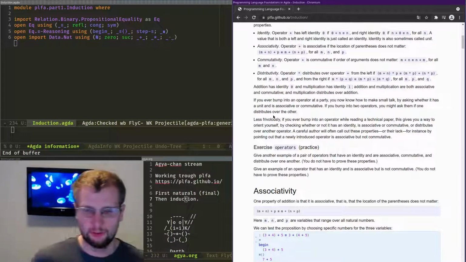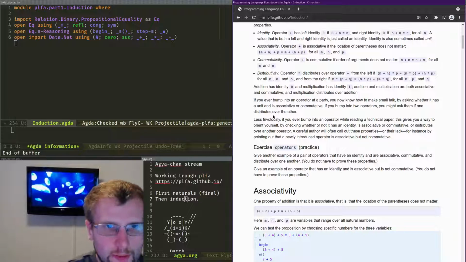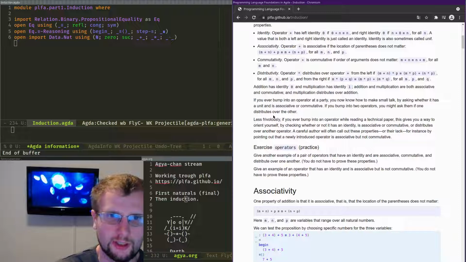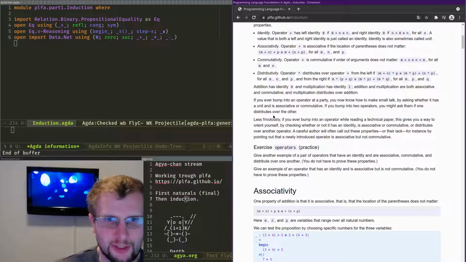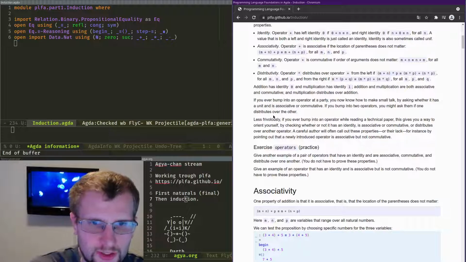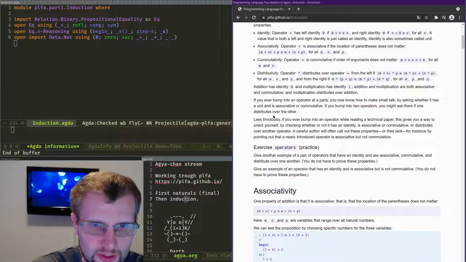Welcome back, everyone. Well, I guess y'all were here and I went away, but I'm back now. So, right, at the party, you now know how to make small talk by asking whether it has a unit and is associative or commutative. If you bump into two operators, you may ask if one distributes over the other. Less frivolously, if you ever bump into an operator while reading a technical paper, this gives you a way to orient yourself by checking whether or not it has an identity, is associative, commutative, or distributes over another operator.